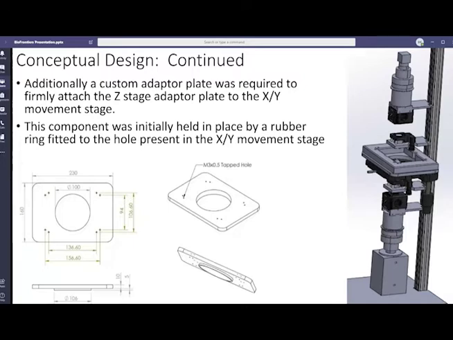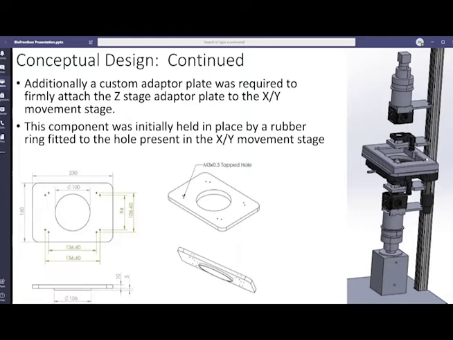In addition to the support system, we also needed to design an adapter plate to attach the Z movement stage to the XY movement stage. Seen here on the bottom, it screws into the upper Z stage and is held in place by the bottom ring shown, which fits nicely into the hole going through the XY stage.